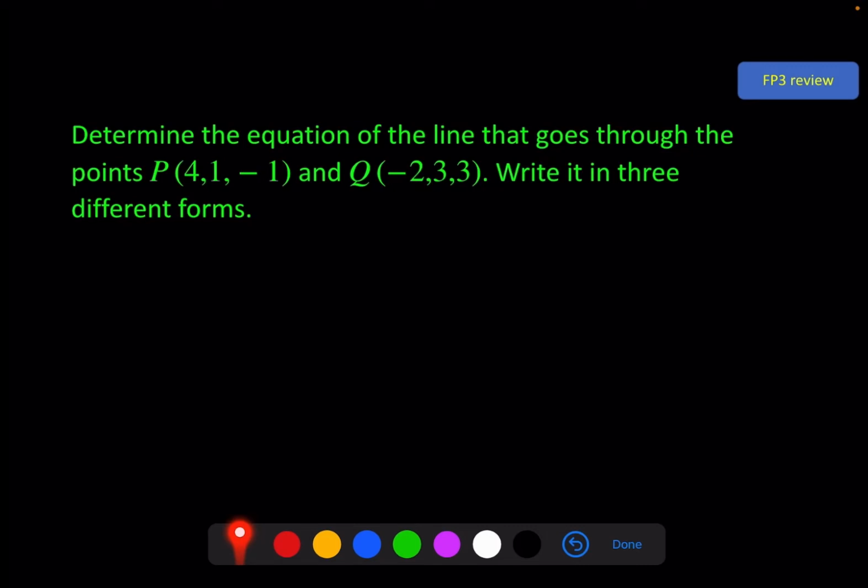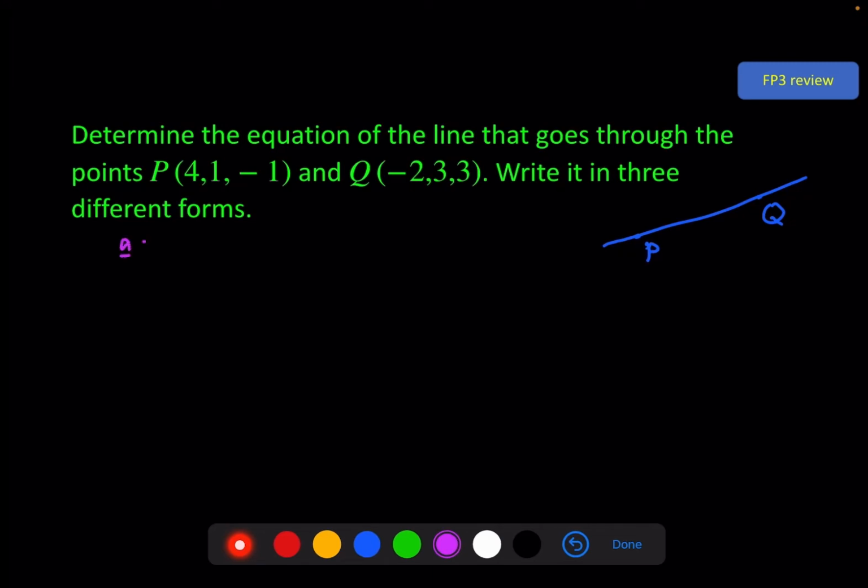Start a question on the screen. If you have time, pause the video, give this a go. Determine the equation of the line that goes through these 2 points, and we have to write it in 3 different forms. So the key point here is that we need to find a position vector of a point on the line and the direction vector of the line.